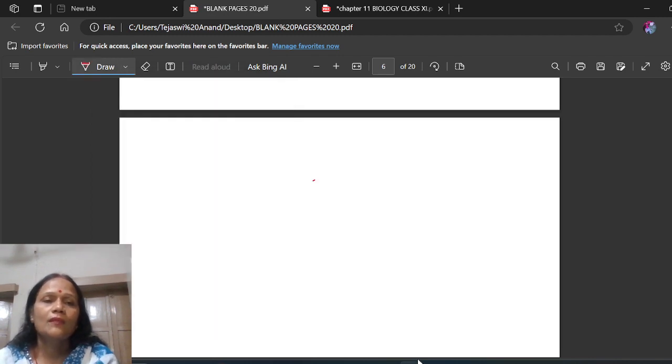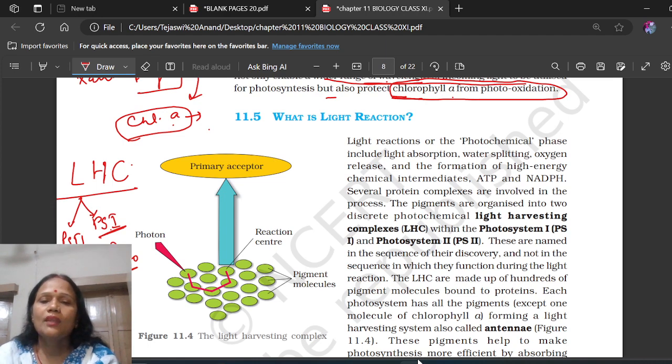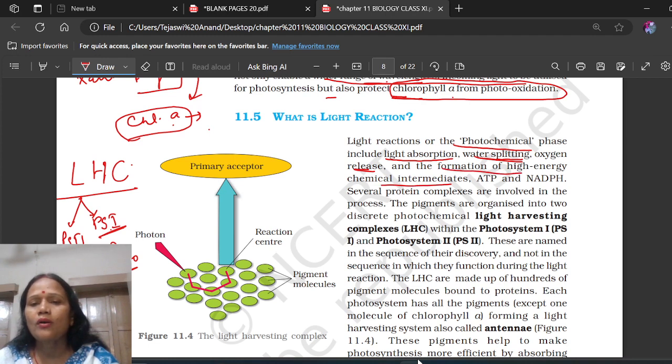Now, if we see the book, then you have understood that light reactions or the photochemical phase like light absorption first phase, second is water splitting, third is oxygen release, fourth is formation of high energy chemical bond like ATP and NADPH। ये जो product है light reaction का, ये chemical फिर dark reaction में utilize होगा। In addition to these steps, protein complexes are also involved.